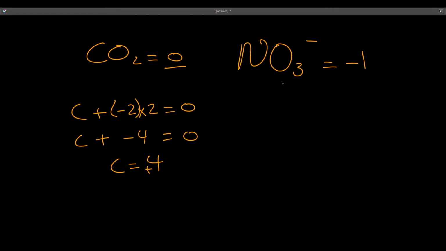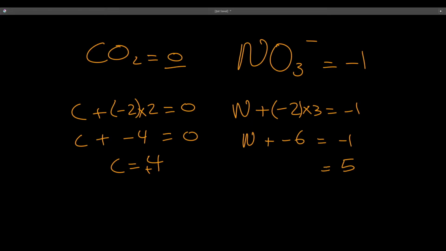Here we have NO3, so it's -2 times 3 plus N is equal to -1 because it's an ion. So this will give us -6 plus N is equal to -1. We add 6 here, we add 6 here, so 5 is equal to N. The oxidation number of N will be +5.